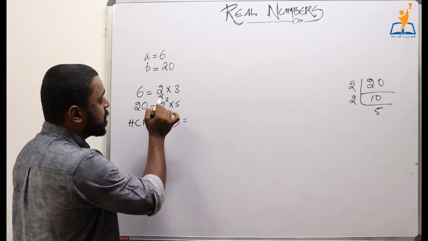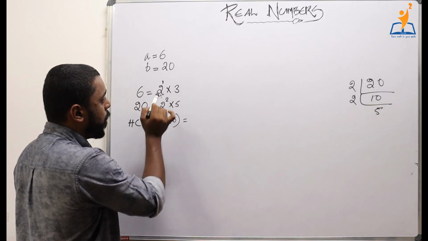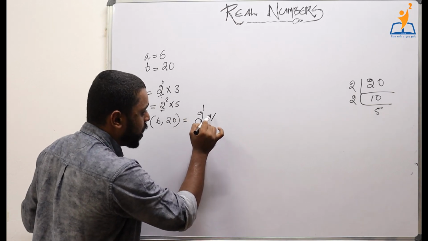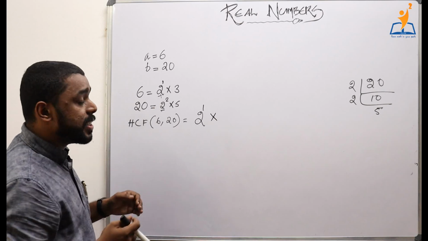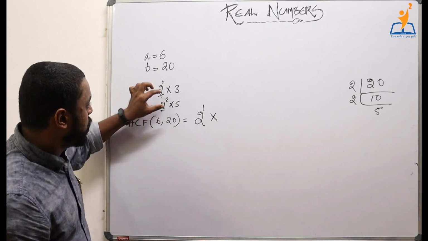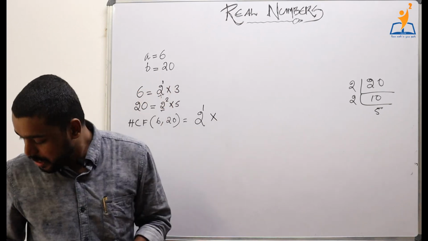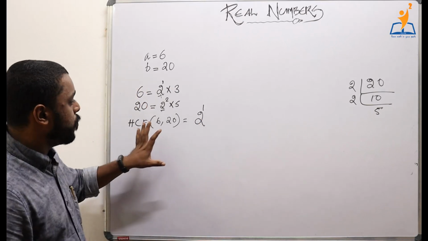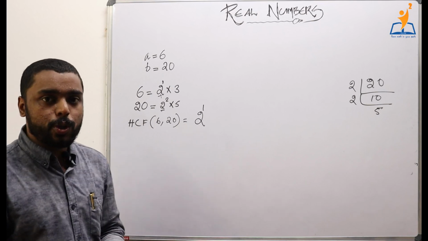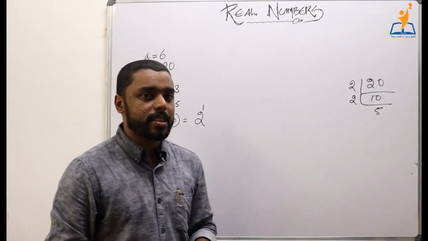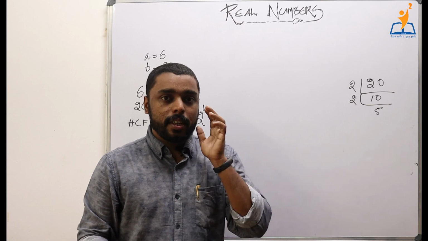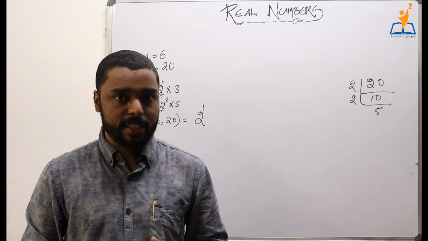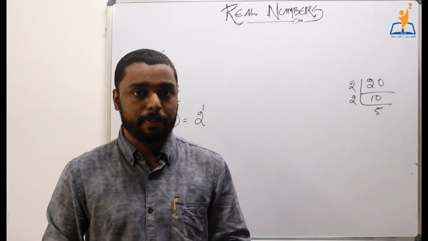Among these common primes, the one with the lowest power is this, since its power is 1 and the other's power is 2. So we choose the lowest one, 2 raised to 1. Then we should check, is there any other prime which is common? No, there is no other prime which is common, hence we stop our process here. Hence HCF of 6, 20 is equal to 2. So in order to find the HCF of two numbers, just locate the common primes and choose the ones with the lowest powers. Then multiply them.